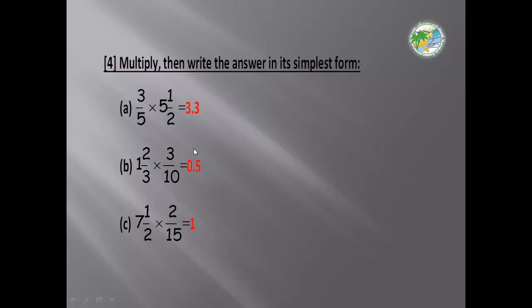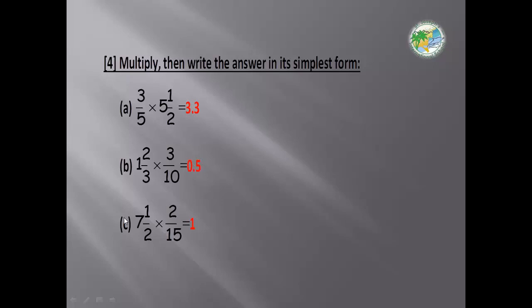Another method. Here it is now 5 over 3 and here 3 over 10. 5 times 3 is 15, and 3 times 10 is 30. 15 over 30 will be a half. If we simplify to a half or change into a decimal, it equals 0.5.